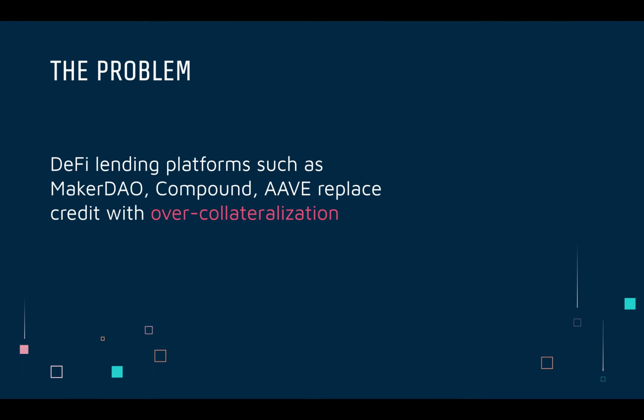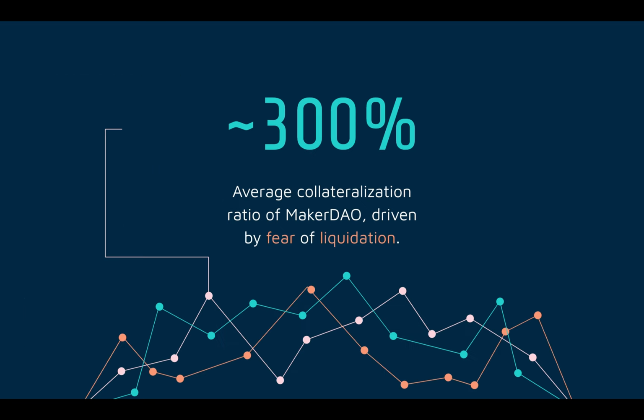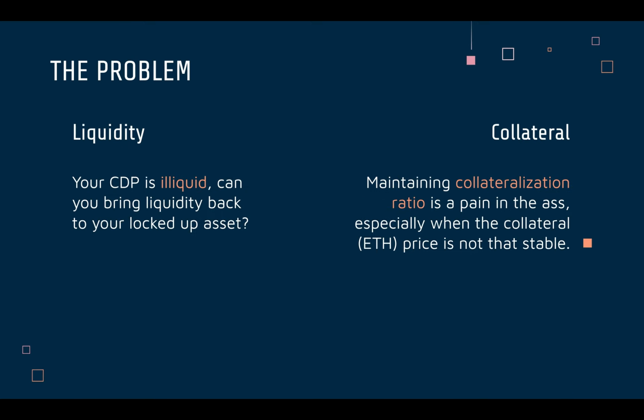The problem we would like to solve is the over-collateralization issue when using DeFi lending platforms such as MakerDAO, Compound, and Aave. Take MakerDAO as an example. The average collateralization ratio is over 300%, and is driven by the fear of liquidation penalty.